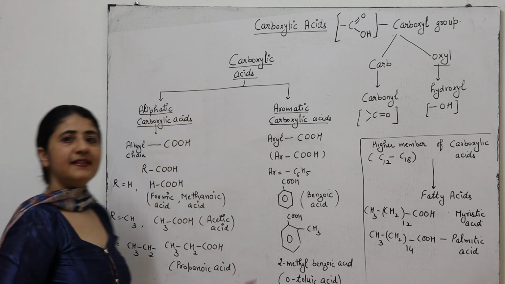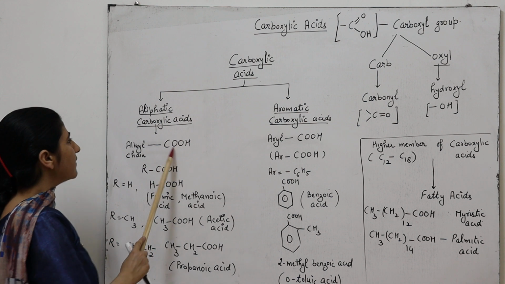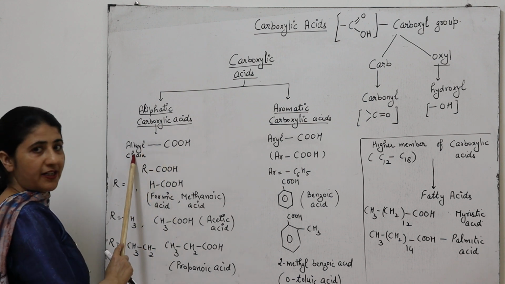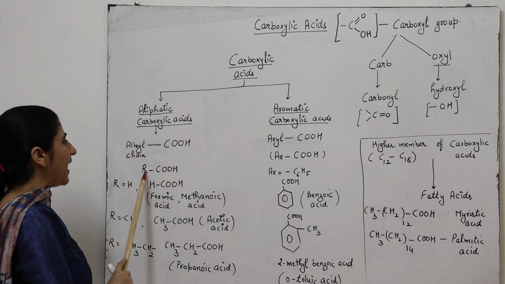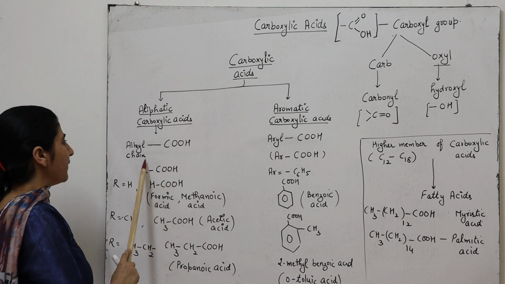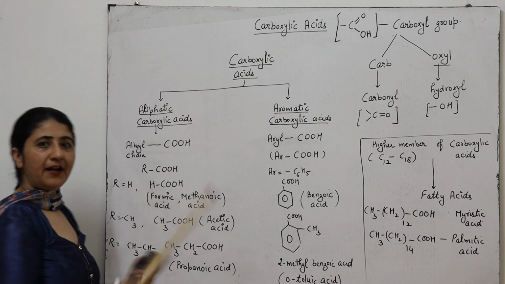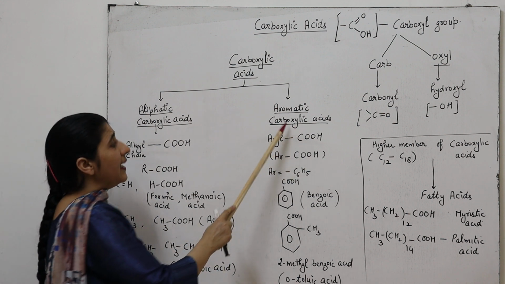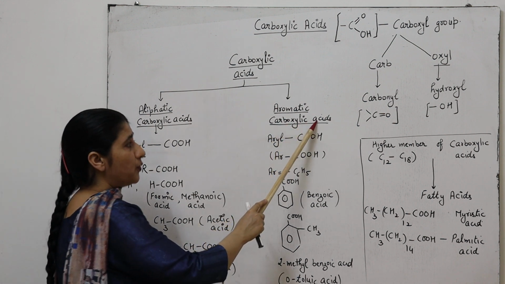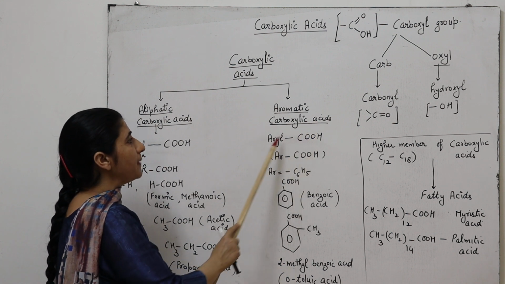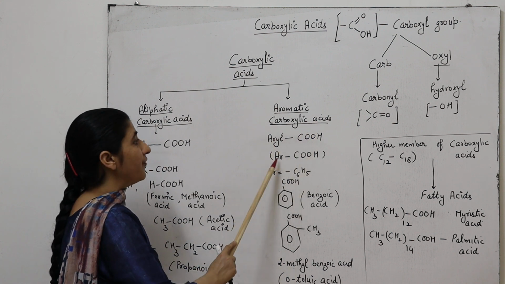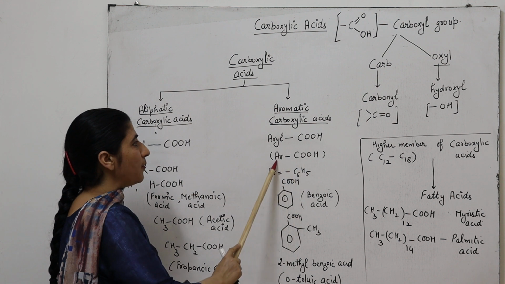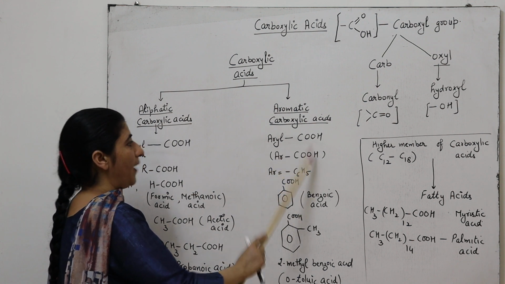Aliphatic carboxylic acids are those acids in which the carboxyl group is attached to the alkyl chain, and the general formula is RCOOH, where R may be hydrogen or an alkyl group. On the other hand, aromatic carboxylic acids are those in which the carboxyl group is attached to the aryl group, meaning phenyl. Its general formula is ArCOOH.